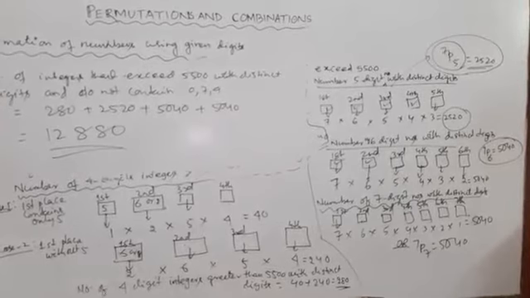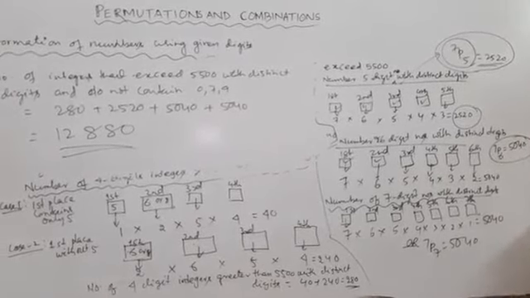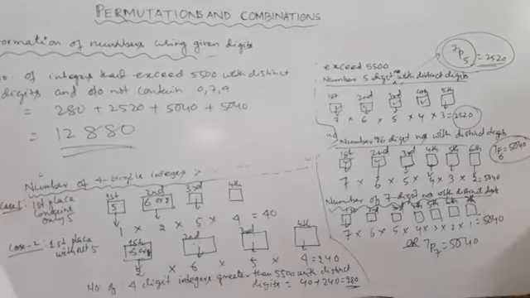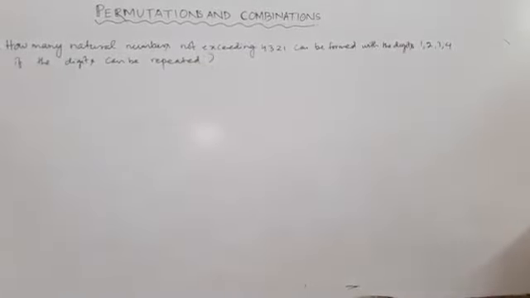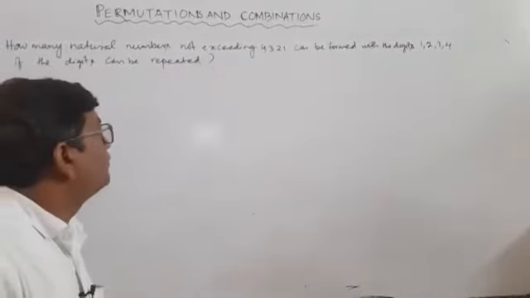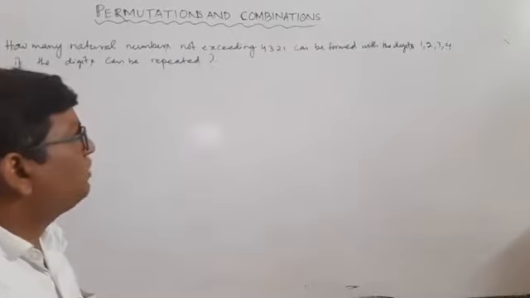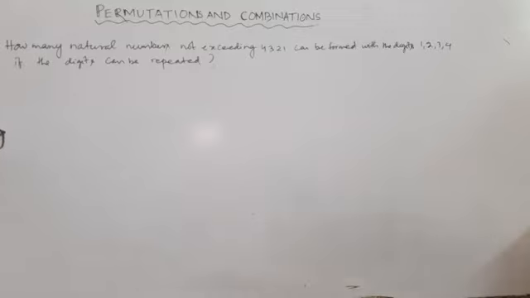Okay. This is very, very important. So write neatly and clearly. Question number 2. How many natural numbers not exceeding 4321 can be formed with the digits 1, 2, 3, 4 if the digits can be repeated?